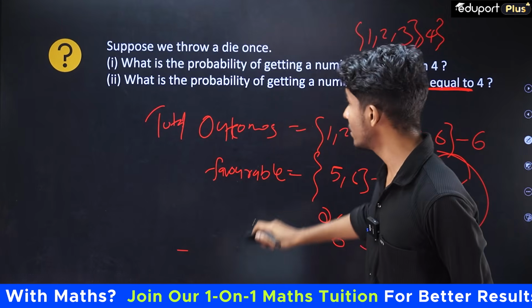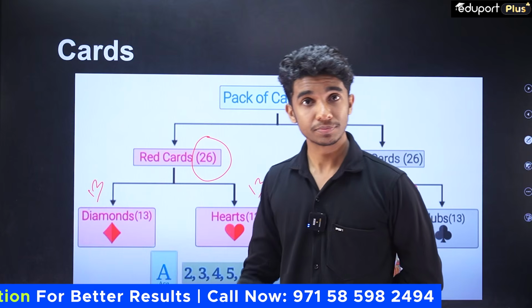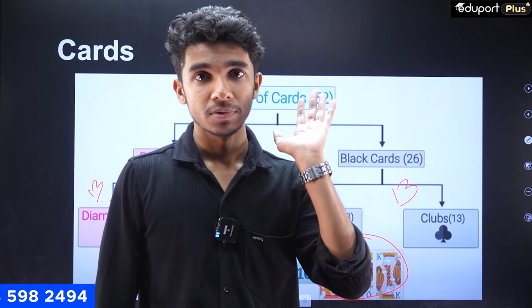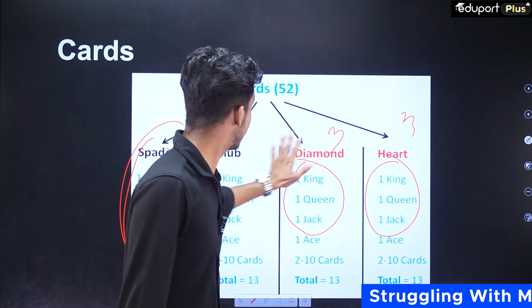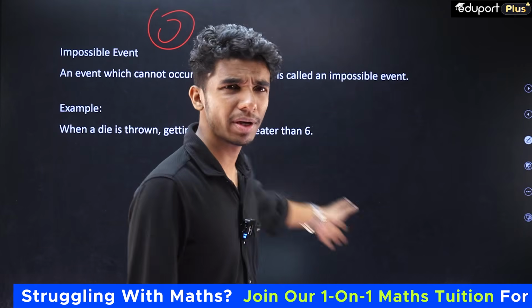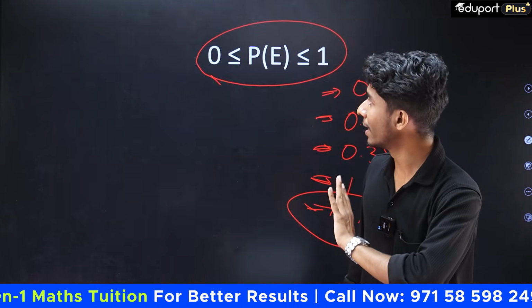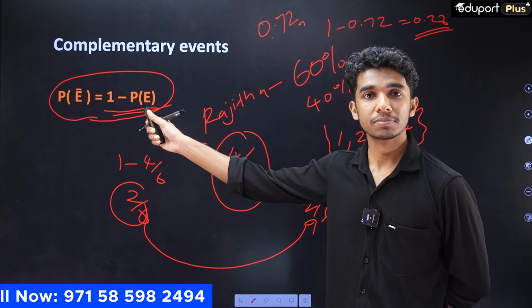After that, we have studied cards, how the card system works and how the cards are classified. After that, we have discussed the complement, sure event, impossible event, all the concepts from the basics of probability. And after that, we have discussed the complementary events.